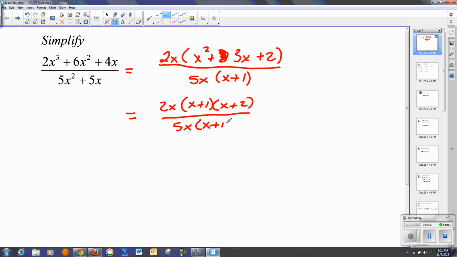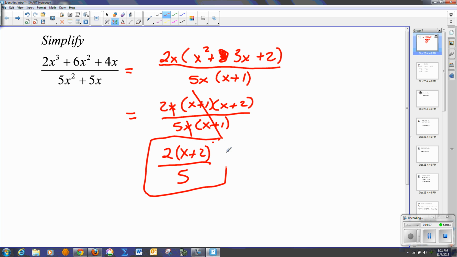And we know that anything that has common factors top and bottom reduces. The x's go as well. I'm left with 2 times the quantity of x plus 2 over 5. Now, this quantity here is said to be an identity for the initial problem. In other words, it's an equality. We're going to look at trigonometric identities.